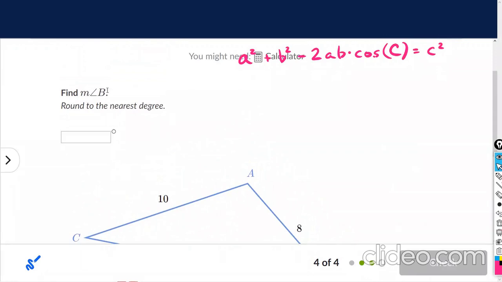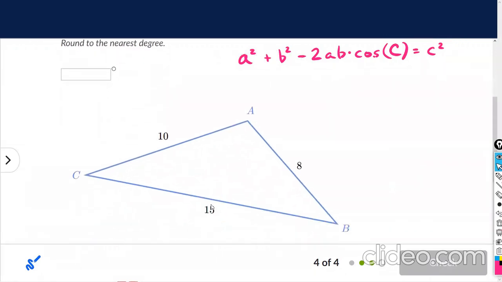Okay, so now they want us to find the measure of angle B and round to the nearest degree. Here's our triangle. Once again, I'm going to have to rearrange some of the letters or vertices to match this formula. The formula will always use only one angle, and like I said, since I wanted to use one formula, it's always going to be angle C.